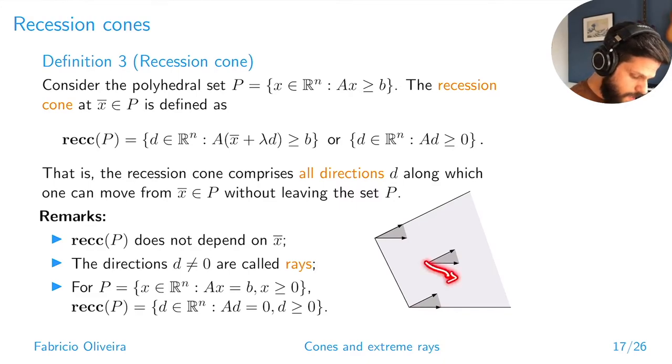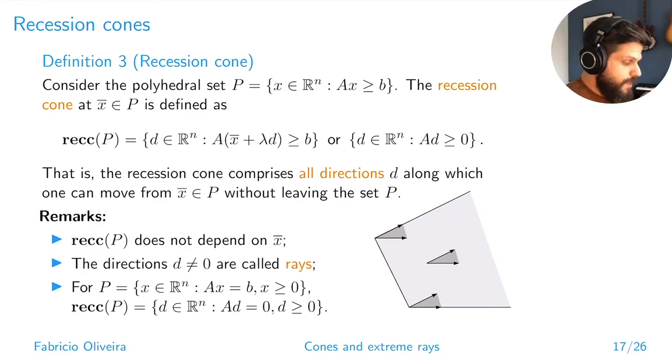If I go in this direction, I would eventually hit this. If I go in this direction, I'll eventually hit that. And any direction this way, I'll eventually hit this. And you can see that the recession cone doesn't really depend on x. I mean, it works if you're thinking about directions here, and if you're thinking about directions there. Okay.